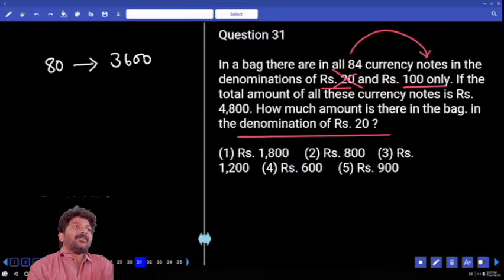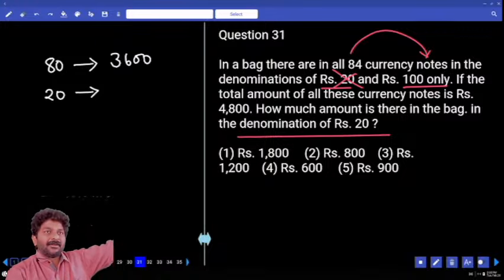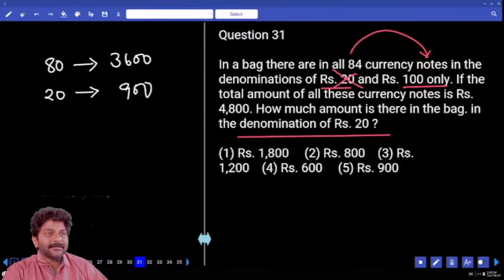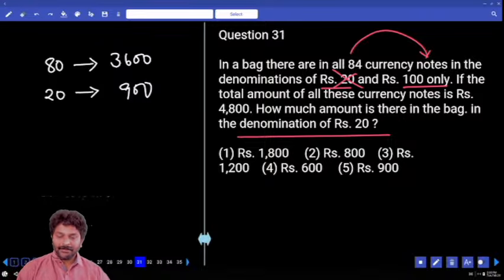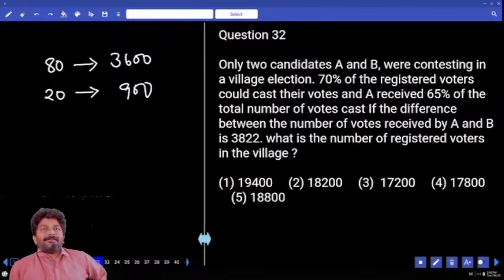And now we want to count the 20 rupee notes. For 20 it is how much? That's it. 80 becomes 20 divided by 4. 3600 by 4, 900 is the final answer. Over. Next. That's the most powerful method, the reverse method.